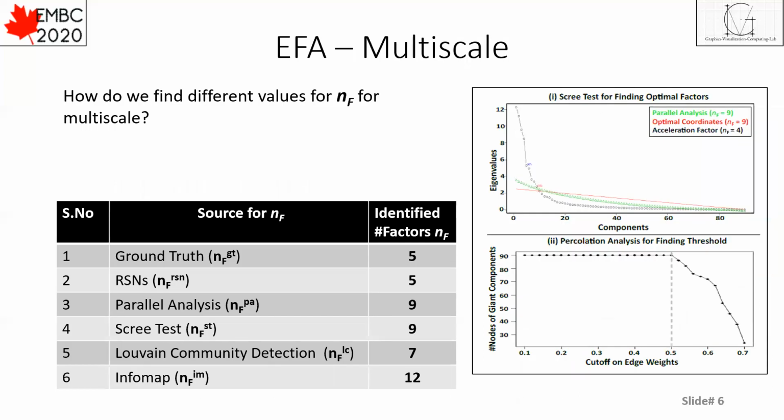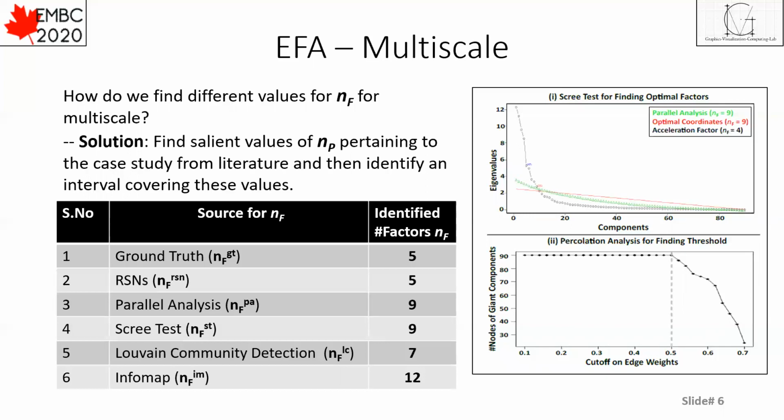Using NF as the scale and running an ensemble of experiments with different values of NF adds the exploratory and experimental characteristics of EFA. How do we find different values for NF for multi-scale? By finding the salient values of the number of partitions pertaining to the case study from literature and then identifying an interval covering these values. The interval of scale is attained using multiple sources and experiments.